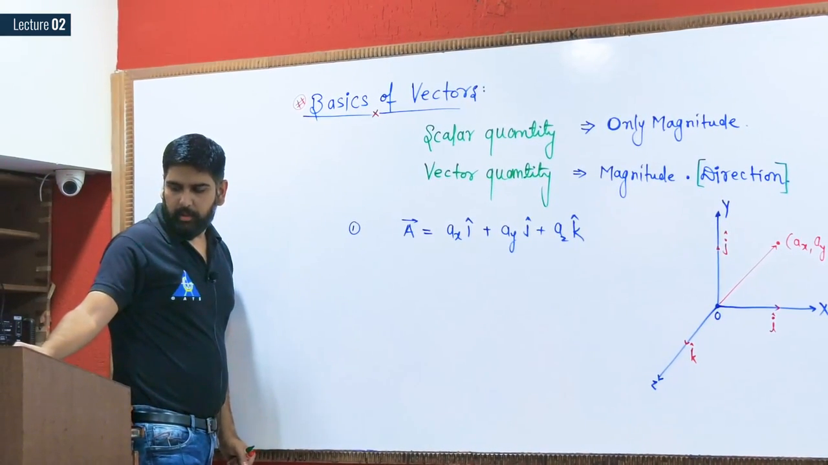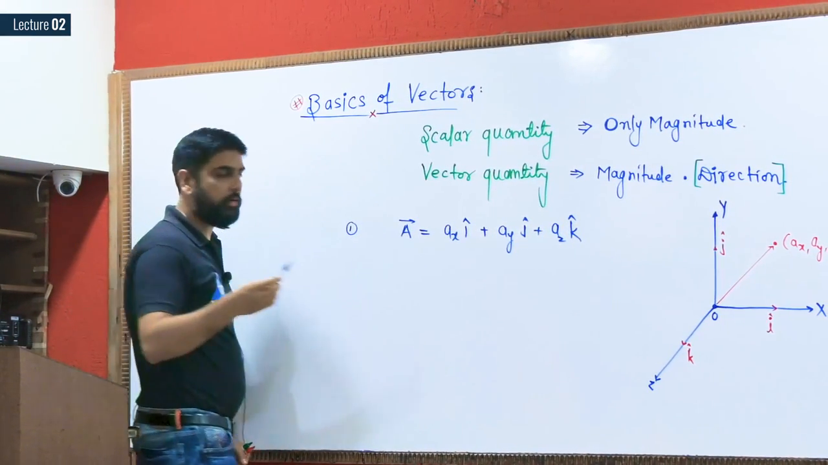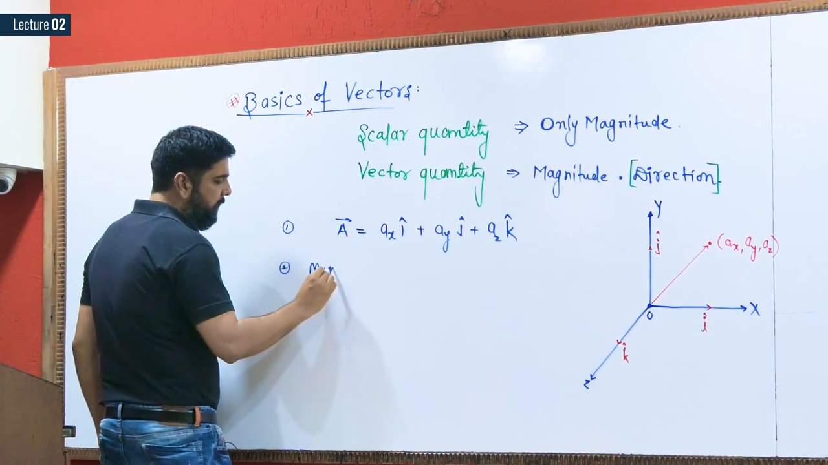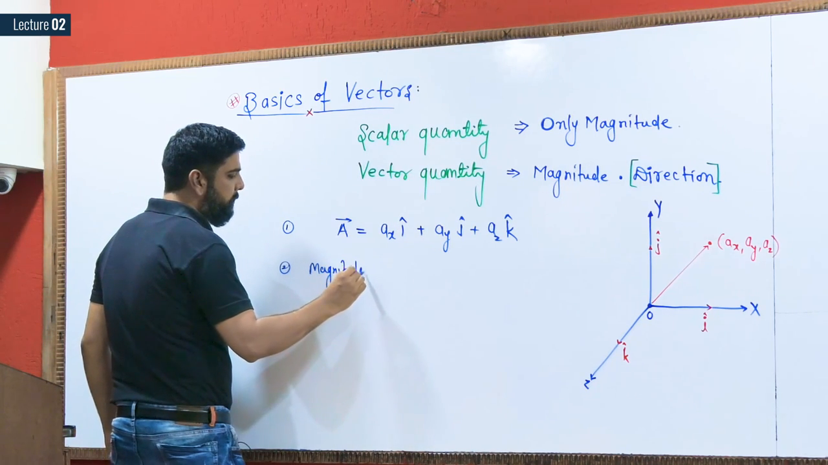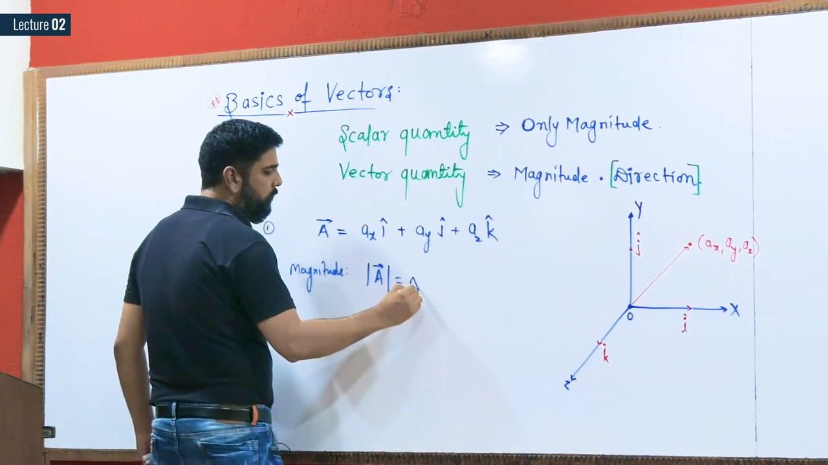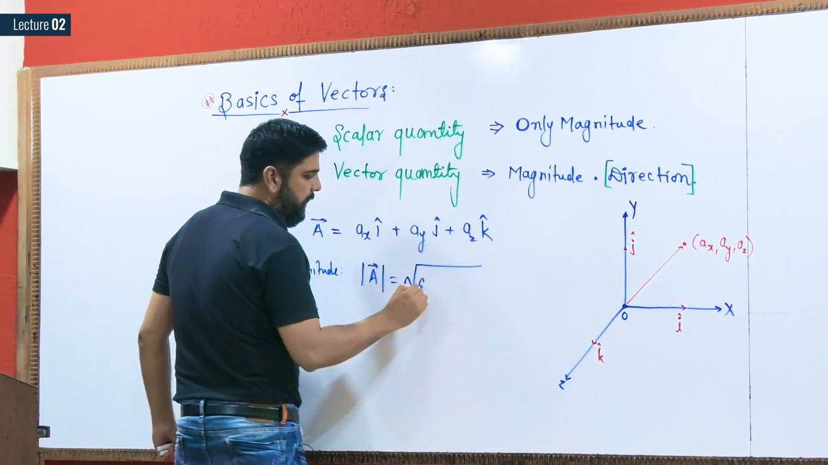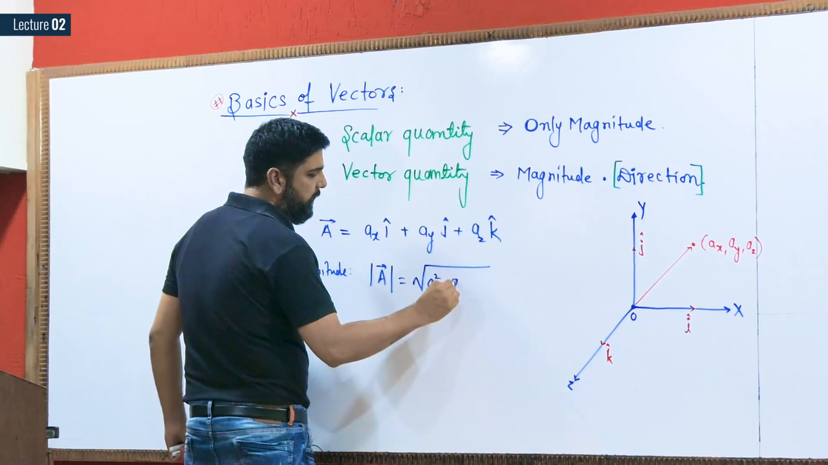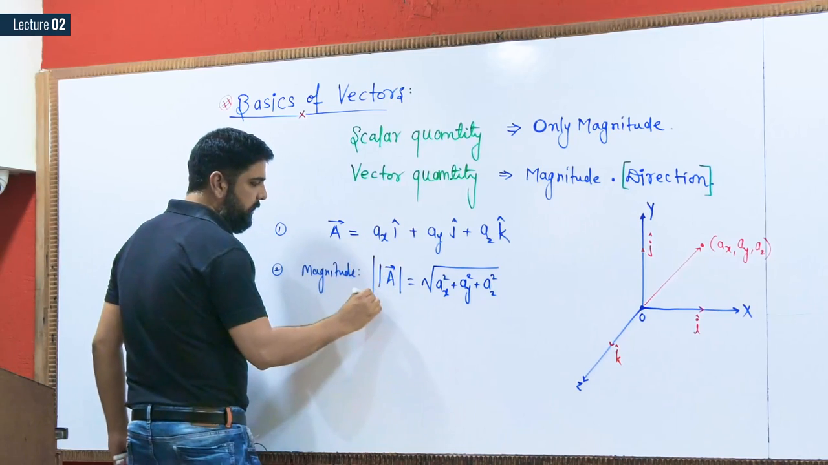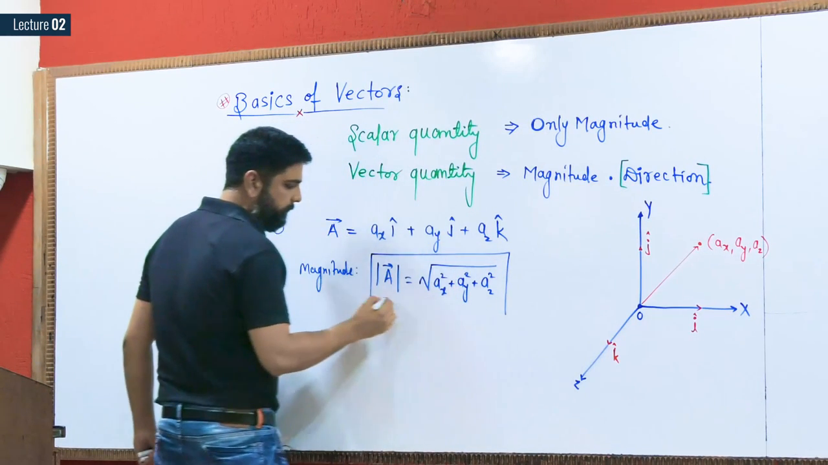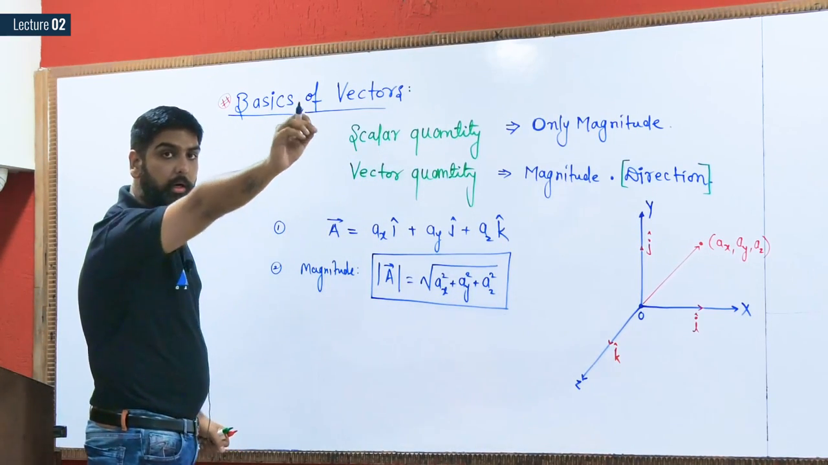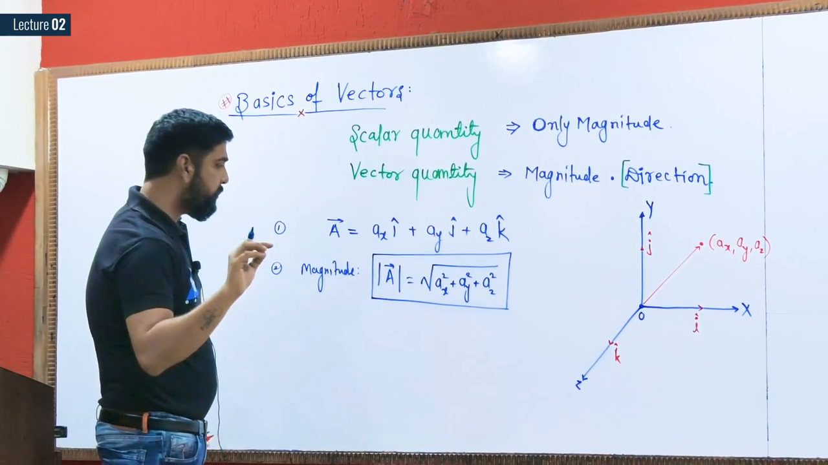Number two, the magnitude of this vector quantity. What is the magnitude here? This is nothing but mod of A, which is equal to root over Ax square plus Ay square plus Az square, correct? So this is the magnitude. Now, what is next? If I am having only the direction, that means unit vector.